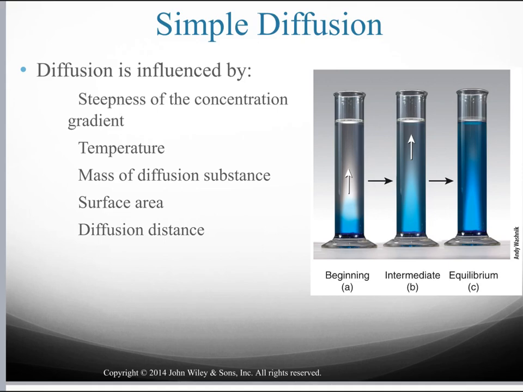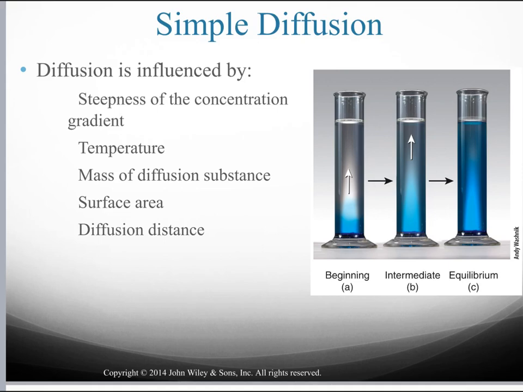Now, what can affect this? What can change the rate at which diffusion can occur, the rate at which equilibrium can be reached? One, the steepness of the concentration gradient. So how much blue dye do you put in there? How many molecules have to diffuse across this distance? Temperature. The colder the solvent, the longer it's going to take, because molecules are moving slower, to reach equilibrium. The warmer, the faster.